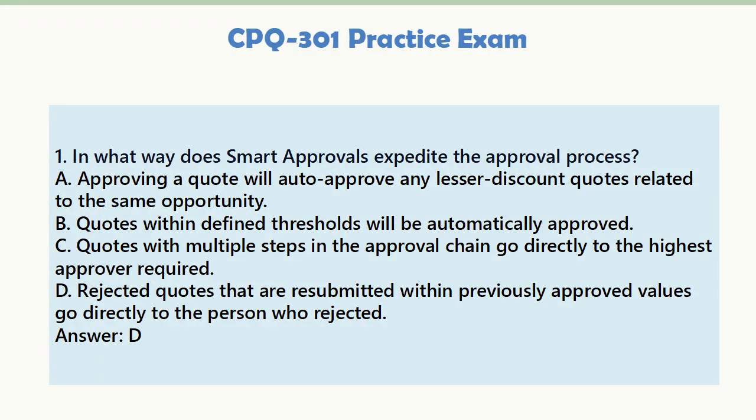1. In what way does Smart Approvals expedite the approval process? A. Approving a quote will auto-approve any lesser discount quotes related to the same opportunity. B. Quotes within defined thresholds will be automatically approved. C. Quotes with multiple steps in the approval chain go directly to the highest approver required. D. Rejected quotes that are resubmitted within previously approved values go directly to the person who rejected. Answer: D.